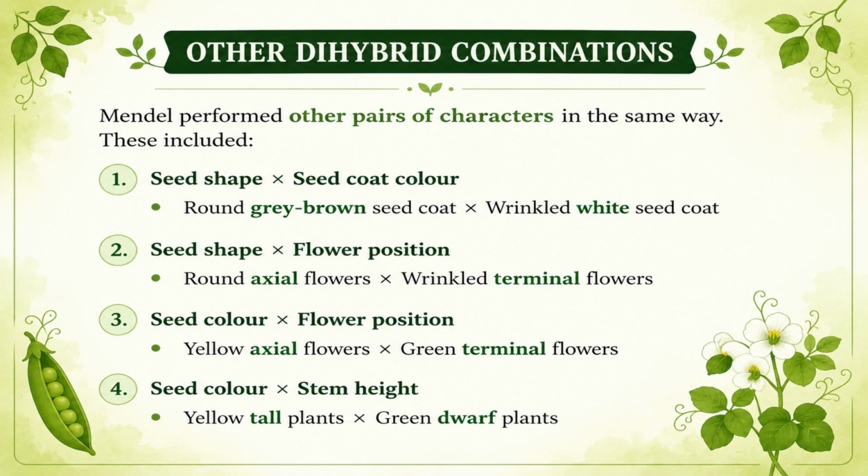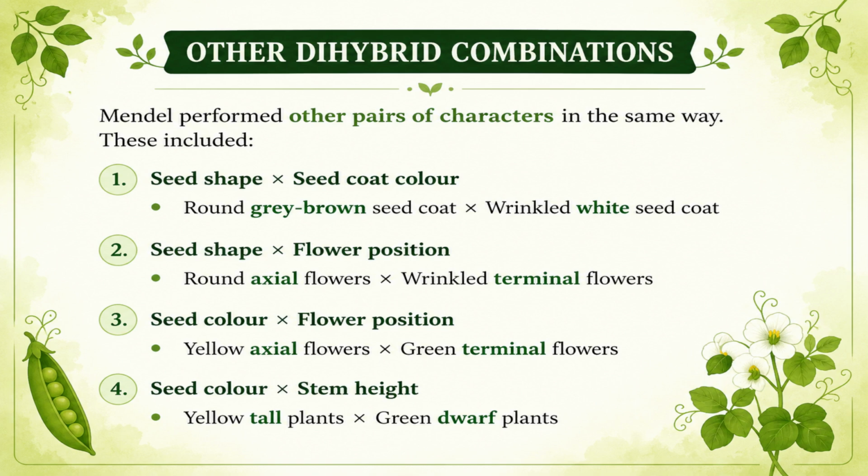Students, till now, we have discussed the most famous dihybrid cross performed by Mendel using seed shape and seed color. But an important question arises. Did Mendel perform only one dihybrid cross experiment? The answer is no. Mendel repeated the same type of experiment using several other combinations of characters to verify whether the pattern of inheritance remained the same.